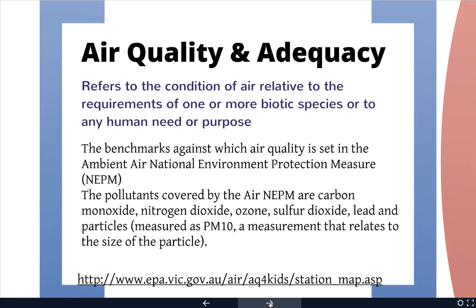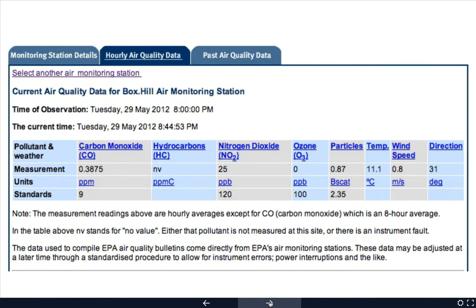We'll have a bit of a look at that in class, because we can actually look at some of the Victorian air monitoring stations and start to get a picture of what the air quality is like at different parts of Victoria in real time. There's an example of Box Hill, which is in Melbourne, air quality measurement.